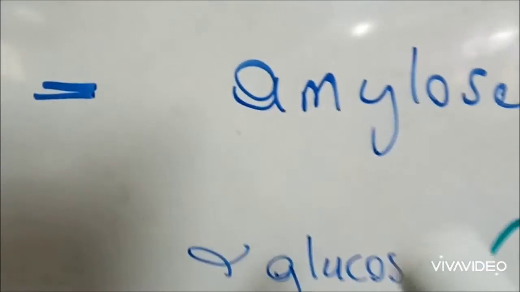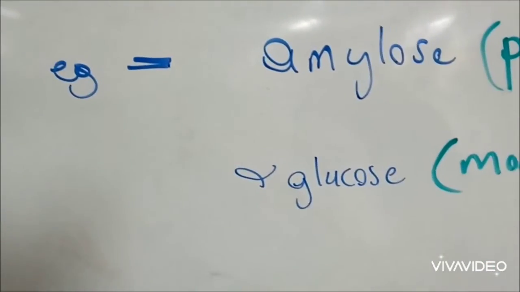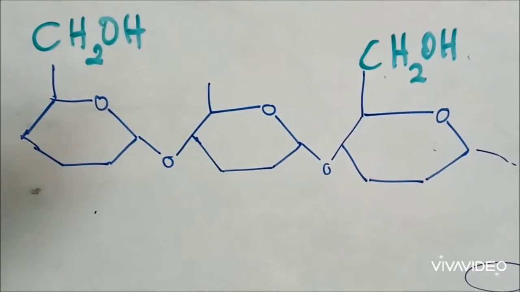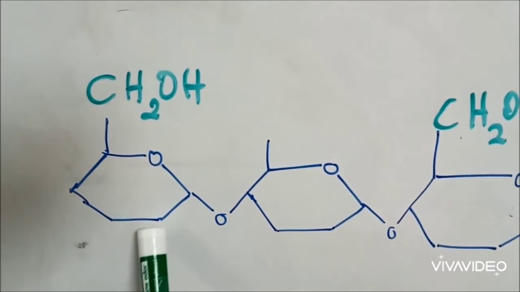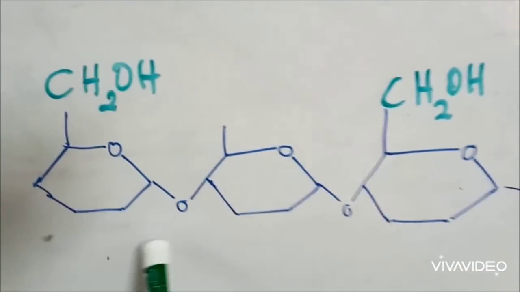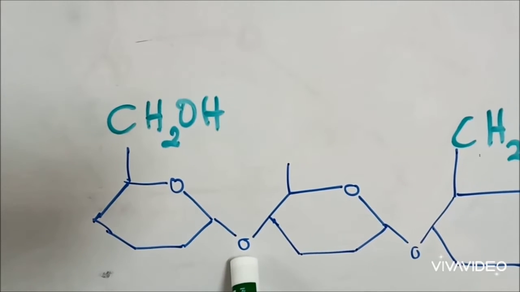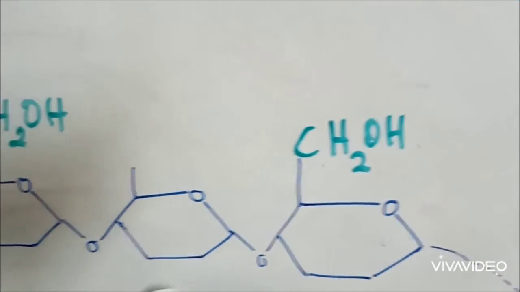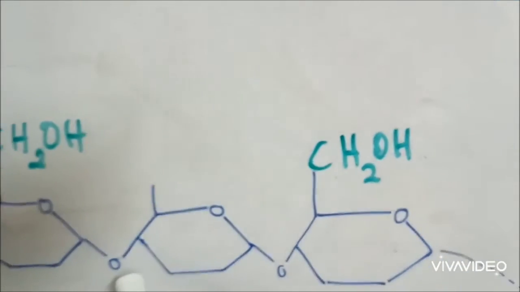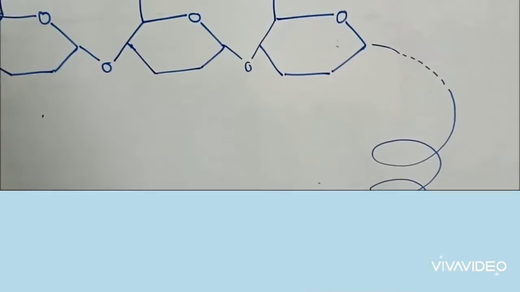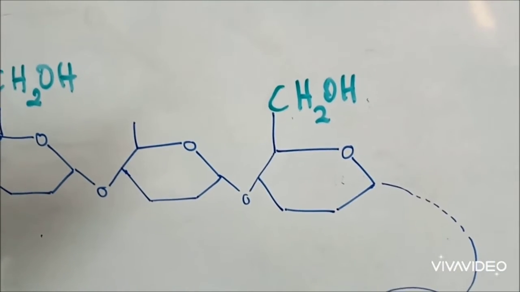Now amylose is made of alpha glucose exclusively. So what you will see is, this is the basic structure: alpha glucose, alpha glucose, alpha glucose. Wonder what kind of bond this would be. Glycosidic, 1,4: alpha 1,4 glycosidic bond. Now this continues for thousands and thousands of chain linkages.